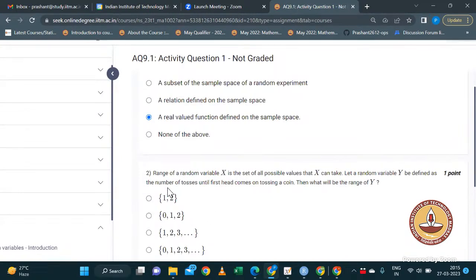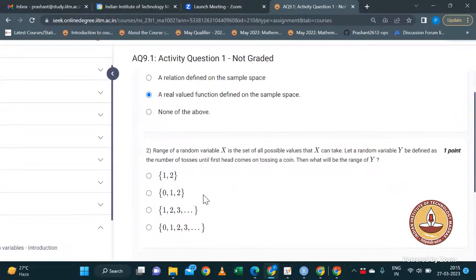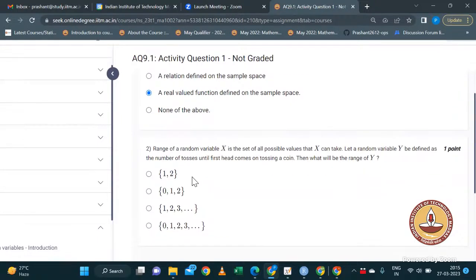What should be the range? Sir, I have a question. One, two, three, and so on. Okay, one second. So let's go one by one. So range of this. What should be the answer for this? One, two, three. Third option. Option 3. Why not option 4? What's wrong with option 4?